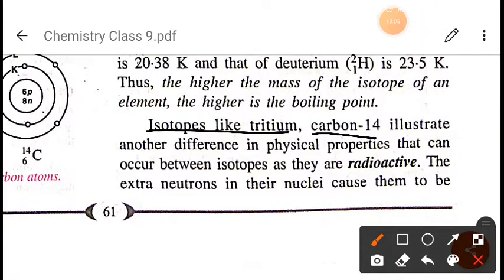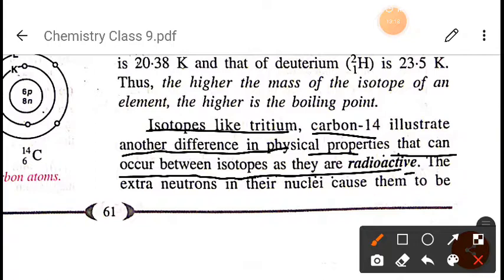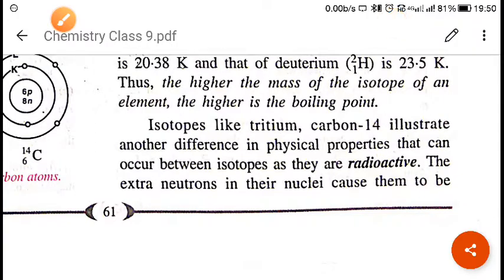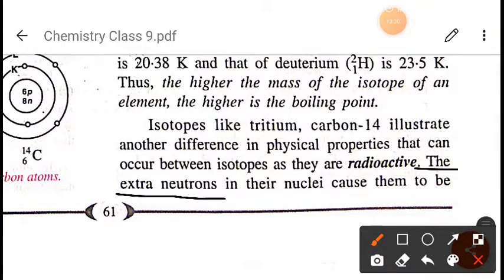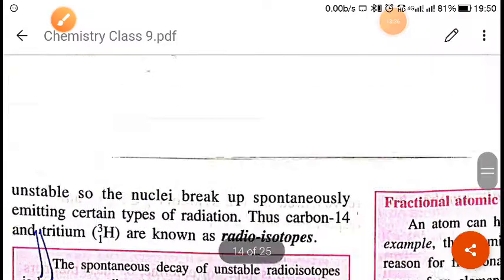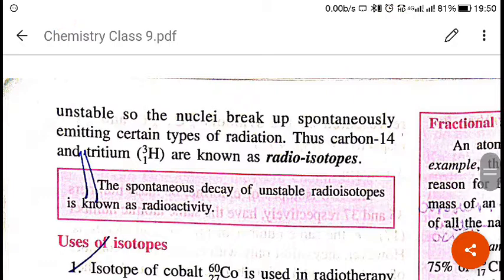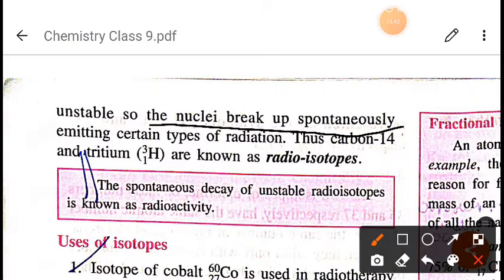Now next, isotopes like tritium and carbon-14 illustrate another difference in physical property that can occur between isotopes, as they are radioactive. These isotopes, tritium and carbon-14, are radioactive elements. You will learn about radioactivity in your higher classes. The extra neutrons in their nucleus cause them to be unstable, so the nuclei break out spontaneously, emitting a certain type of radiation. Thus carbon-14 and tritium are known as radioisotopes.